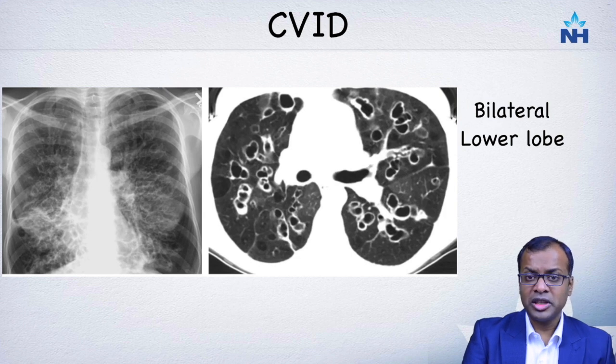CVID or common variable immunodeficiency syndromes are cases where you get recurrent infections with a different morphological pattern, where you are often seeing lower lobe predominant bronchiectasis. You will see areas of endobronchial mucus plugging with multifocal areas of air fluid levels within this.